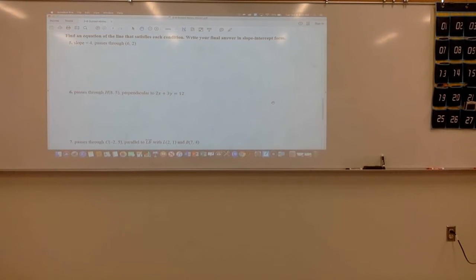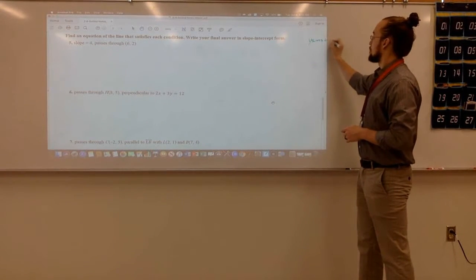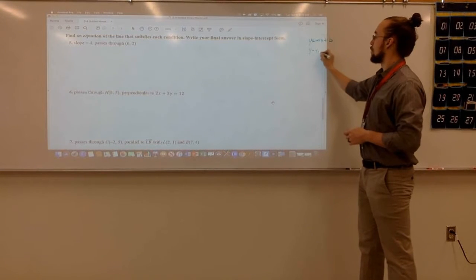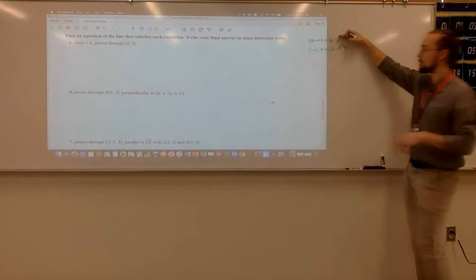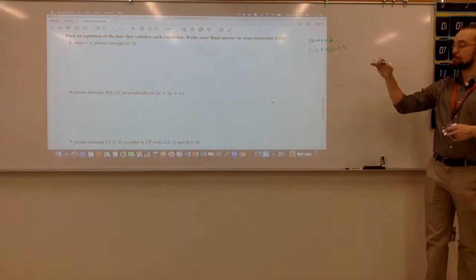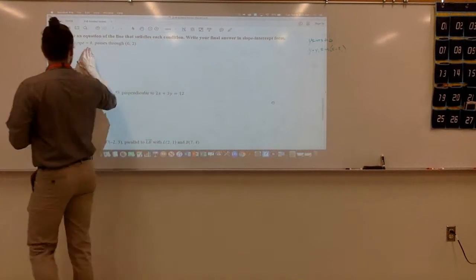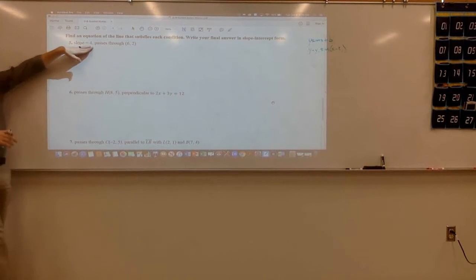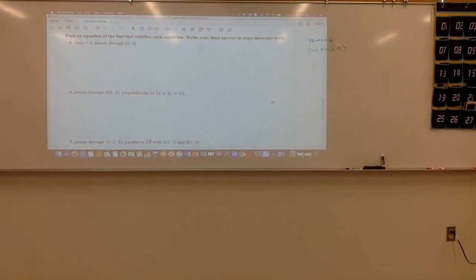We have two basic forms of equations of lines that we use, right? Y equals mx plus b, and y minus y1 equals m times x minus x1. Right? This is slope-intercept. This is point-slope. So here, for number 5, I'm given the slope, and I'm given a point. So which equation would make the most sense to use here? Slope-intercept or point-slope, if I'm given a point and the slope?